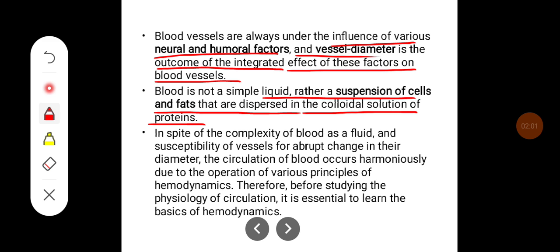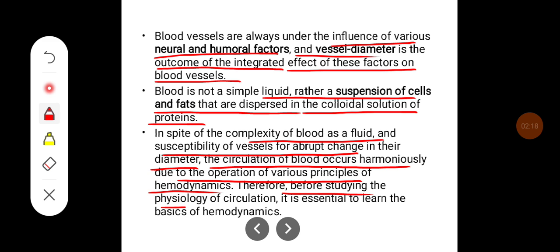In spite of the complexity of the blood as a fluid and susceptibility of vessels for abrupt change in their diameter, the circulation of the blood occurs harmoniously due to the operation of various principles of hemodynamics. Therefore, before studying the physiology of circulation, it is essential to learn the basics of hemodynamics.